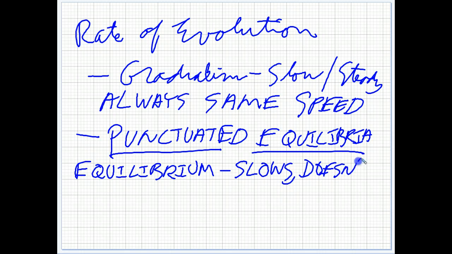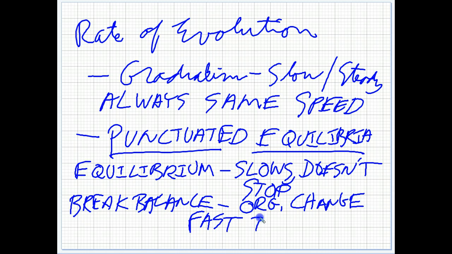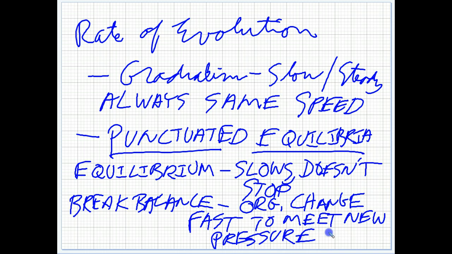But then the climate may change, which punctuates or breaks up the balance. When we break the balance, organisms have to change fast to meet the new pressures. So it changes our rate of evolution when the environment changes. And this is probably a more likely situation that seems to be supported by the fossil record as well.